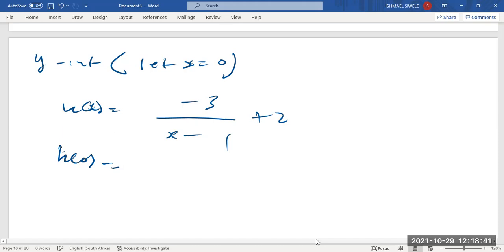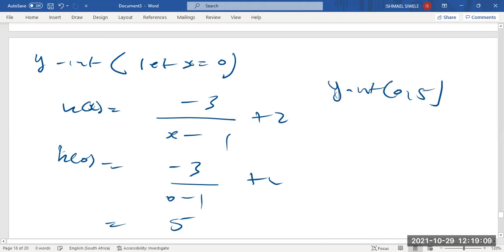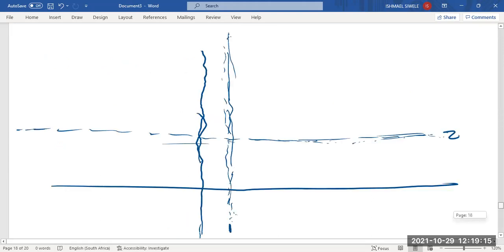So h of 0 is equal to -3 over 0 minus 1, plus 2. What is the answer then? -3 over -1 is 3, plus 2, that is 5. So this point is going to be (0, 5). We have the y-intercept as (0, 5). Let me try to put that point on the graph.